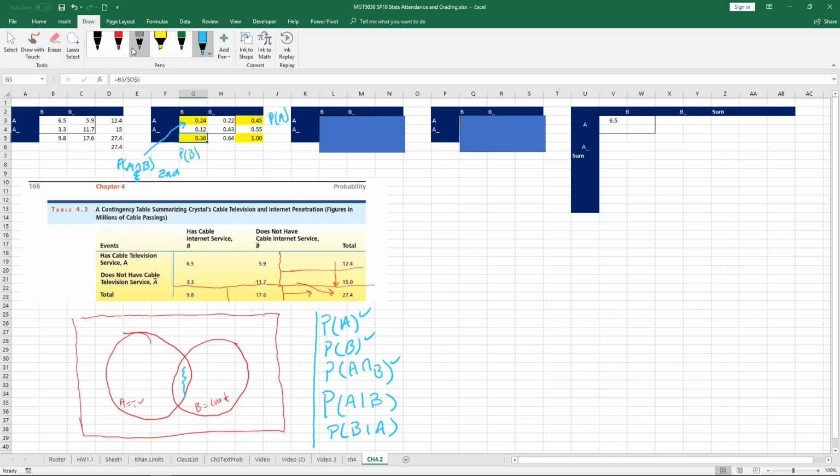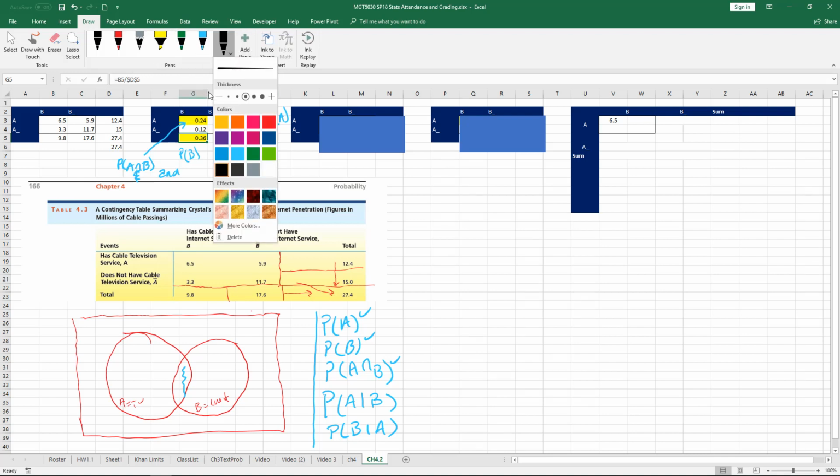Let me grab another color here. I think I have to add another color. Do I have a green up there? Let's go with light green. Okay, so we'll do light green. I'll pick that.